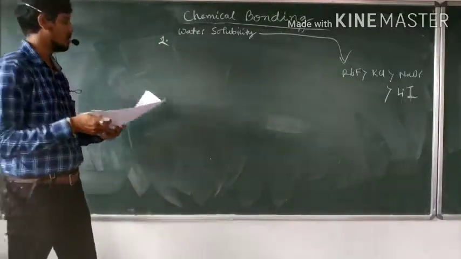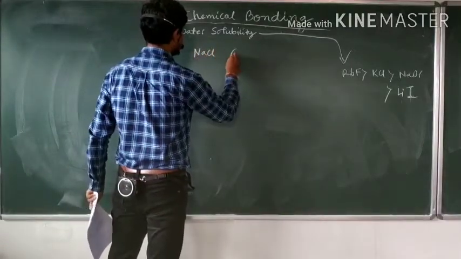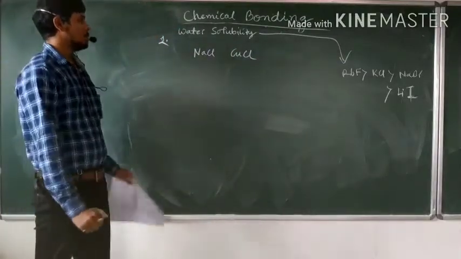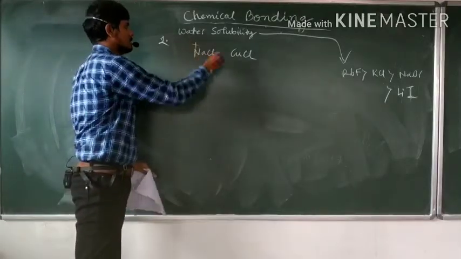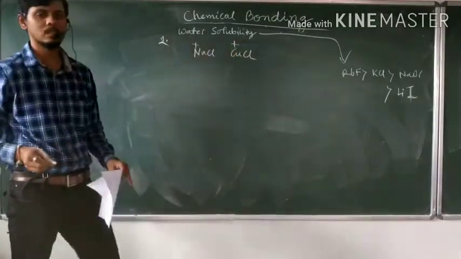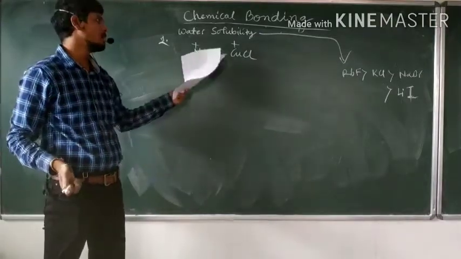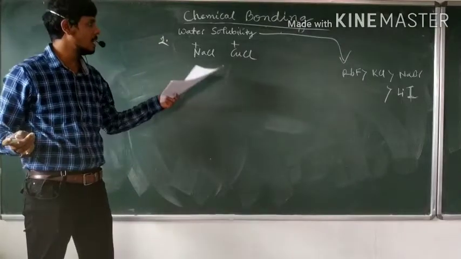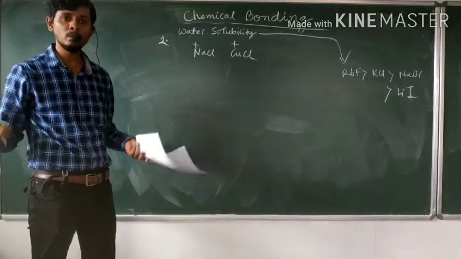After that, let us see one more example. NaCl and CuCl. So here Na has plus 1 charge, copper has plus 1 charge. So how will you compare now? Usually we generally do not compare the sizes of alkali metals and transition metals. So in that case, in what way can we do it?